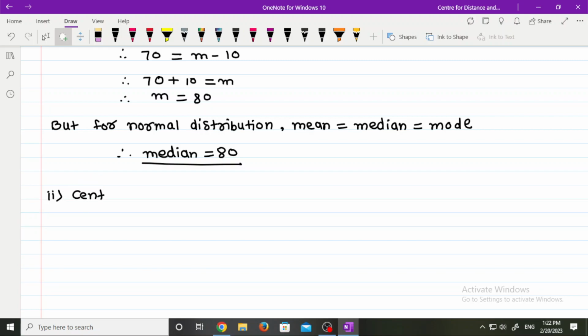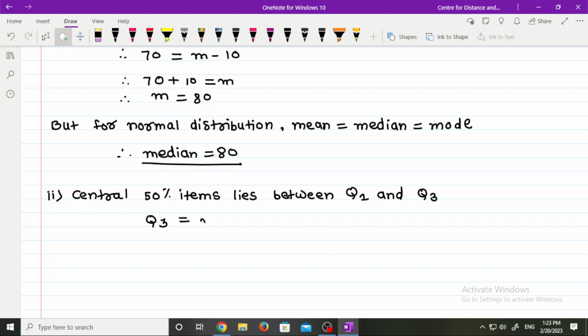Central 50% items, which lie between Q1 and Q3. This lies between Q1 and Q3. But here we know the value of Q1, which is 70. But we don't know the value of Q3. Therefore, we have to first find out the value of Q3.